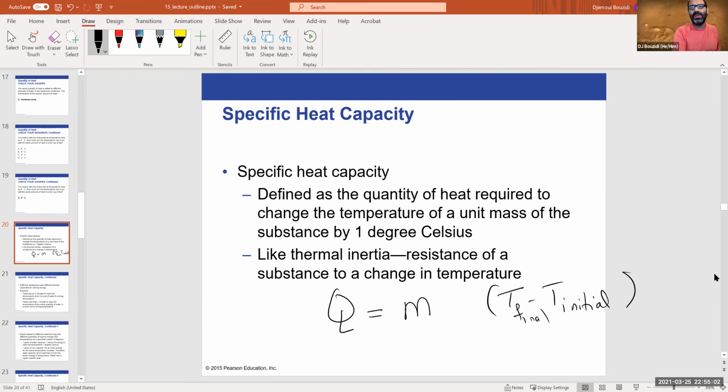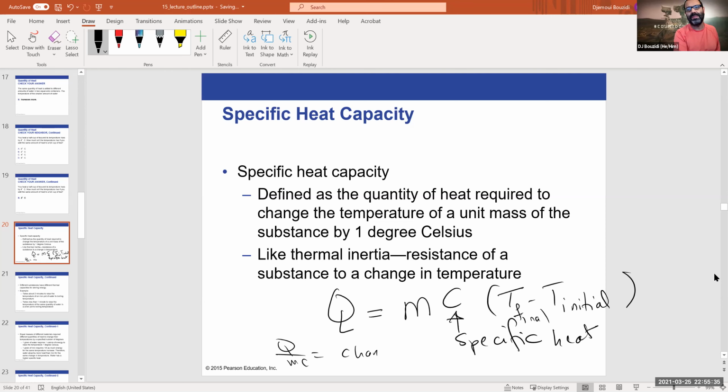And then times something that is specific to each element. This is the specific heat. Some materials are much easier to change their temperatures than others. If you have a high specific heat, you cannot achieve this change in temperature as easily. If you have low specific heat, you can achieve this change in temperature much easier, because even with a low amount of Q, you can realize that because C is small, because this will be dividing by that, of course. So if I divide Q by MC, now it makes more sense. This is the change in temperature.